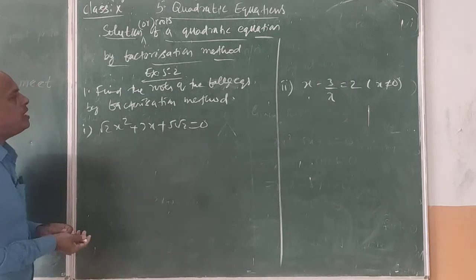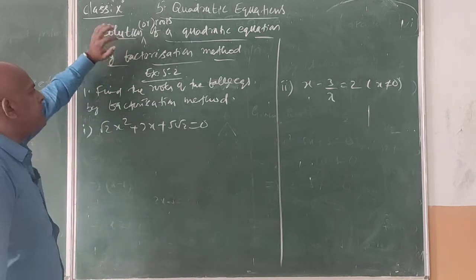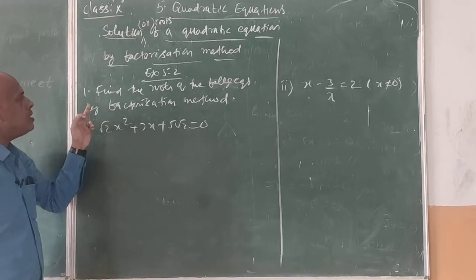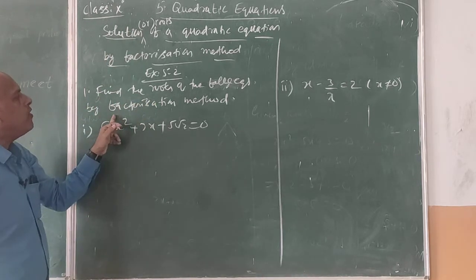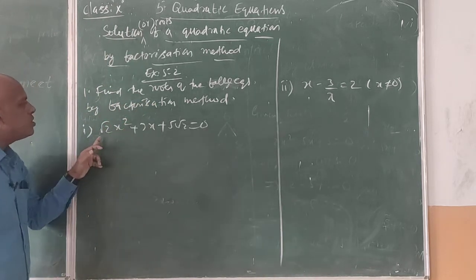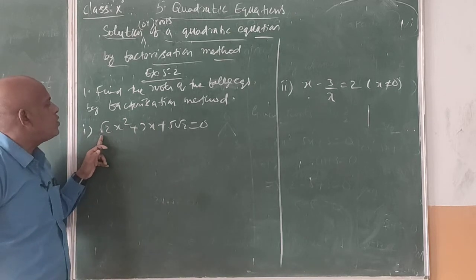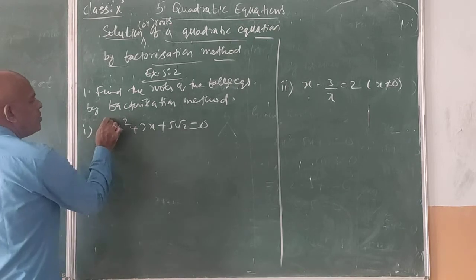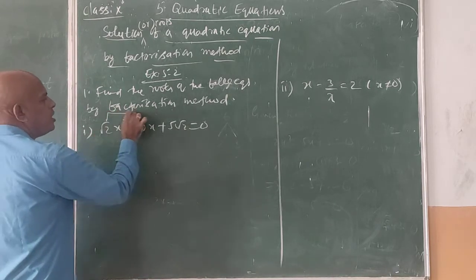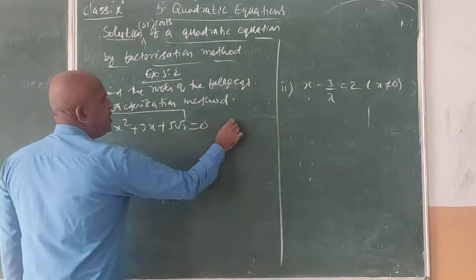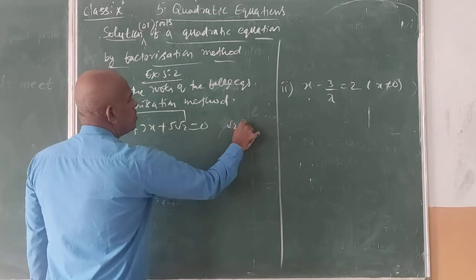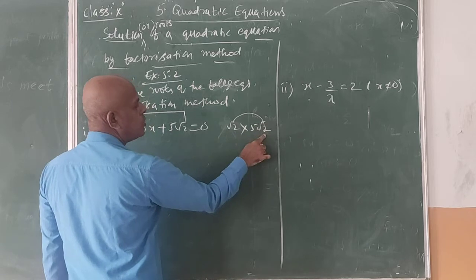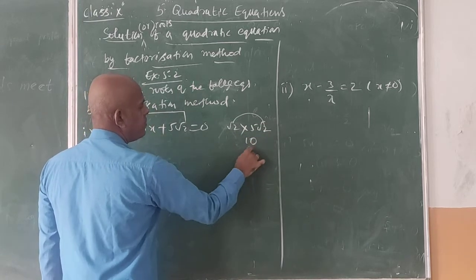Okay, let us continue with the exercise problems. Before I explain the example problems, we are moving to exercise 5.2. Same concept here: find the roots of the following equations by the factorization method. Here we have root 2 x square plus 7x plus 5 root 2. We have to multiply the x square coefficient with the constant: root 2 into 5 root 2. Root 2 into root 2 is 2, and 2 into 5 is 10. For this we have to find the factors.